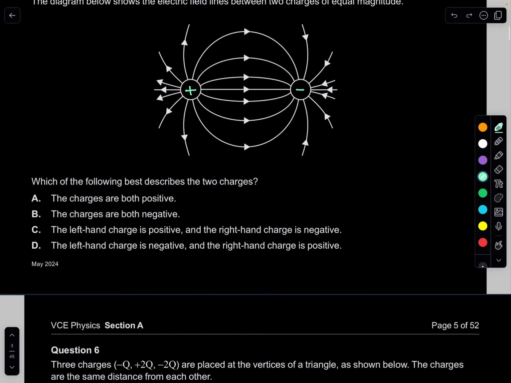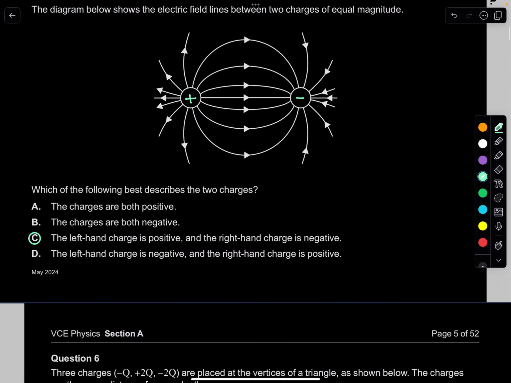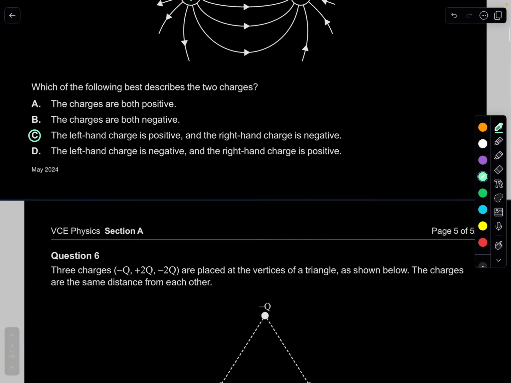The charges are both positive, wrong. Both negative, wrong. The left-hand charge is positive and the right, beautiful. So C looks right, it describes it. So the left-hand charge is positive and the right-hand side is negative.